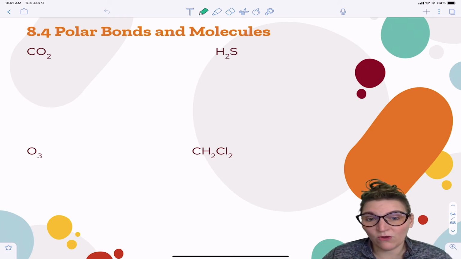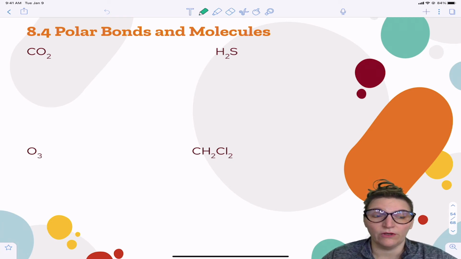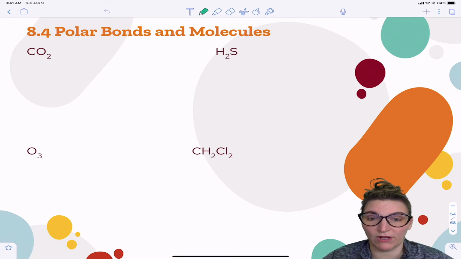Okay, so now we are going to use everything we've learned. We're going to draw these molecules' Lewis dot structures. We will need to predict their shape in order to determine whether they are polar or nonpolar. We can also do some other stuff. We can predict what the hybridization of the central atom is, whether their bonds are polar or nonpolar.